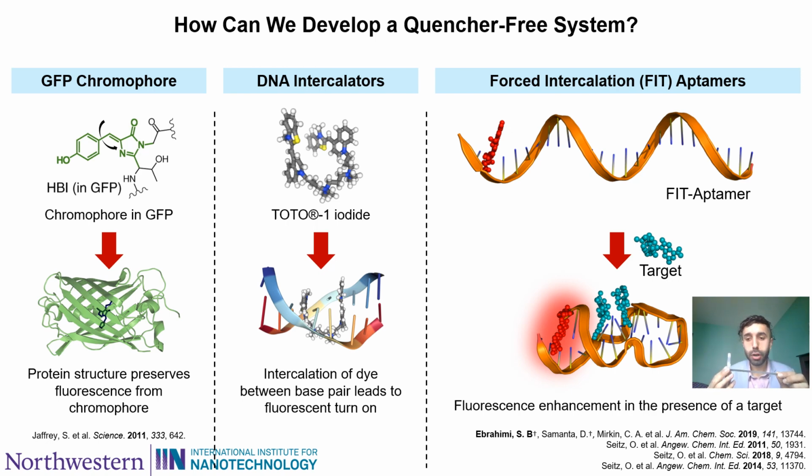But what happens when I add a target? Well, when I add a target, the aptamer will bind to it, and the aptamer structure will change in such a way where the dye will now be in a more restricted environment. And as such, its fluorescence will be turned on. And that's the idea behind FIT aptamers.